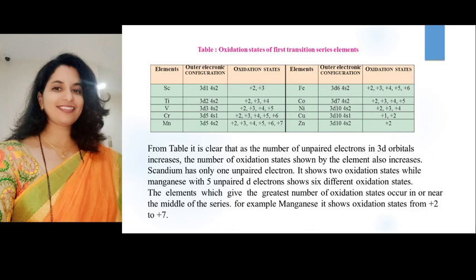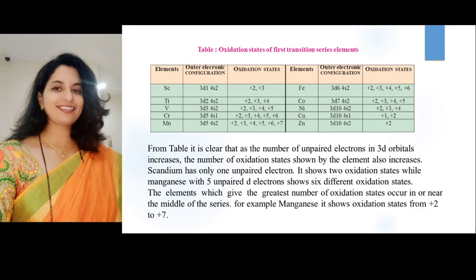Look at this table. From this table, it is clear that as the number of unpaired electrons in 3d orbital increases, the number of oxidation states shown by the element also increases. Scandium has only one unpaired electron. It shows two oxidation states, while manganese with 5 unpaired electrons shows 6 different oxidation states. The elements which give the greatest number of oxidation states occur near the middle of the series. For example, manganese shows oxidation states from +2 to +7.